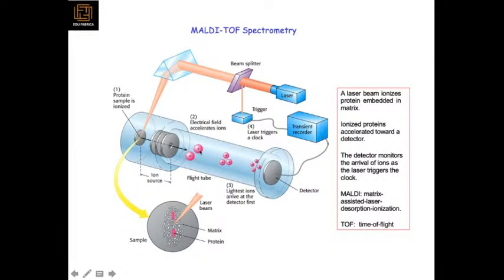So MALDI-TOF is done after the LCMS is done, 2D gel is done, you have your protein samples, then you put them into this MALDI-TOF where your protein sample is ionized on a matrix. This is a matrix, you put your protein and a laser beam is applied. Then this is the ion source where the flight tube is used. Light ions arrive at the detector first, then they will be encoded, the laser triggers a clock, and then you can check how things are.